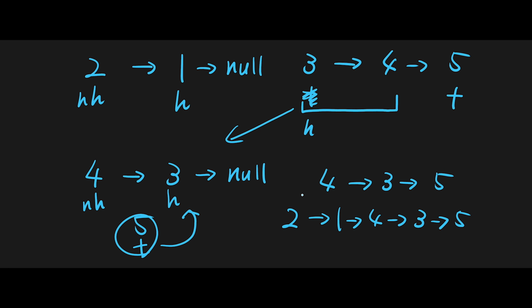So we successfully created 2, 1, 4, 3, 5. And then after that, all we have to do is just return the new head, which is 2. So return this head. Yeah, so that is the basic idea to solve this question. So let's jump into the code.